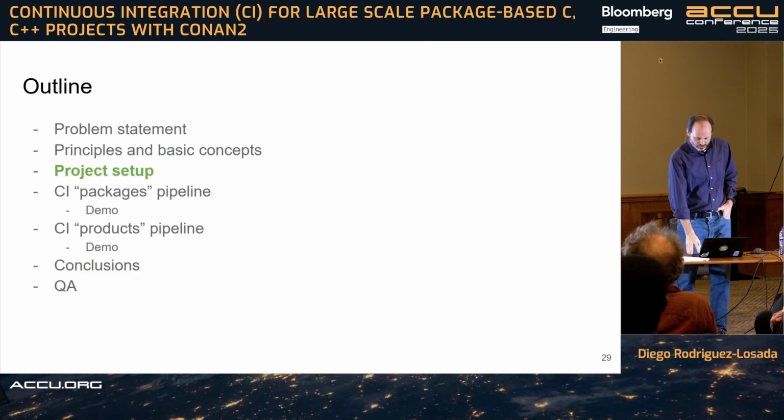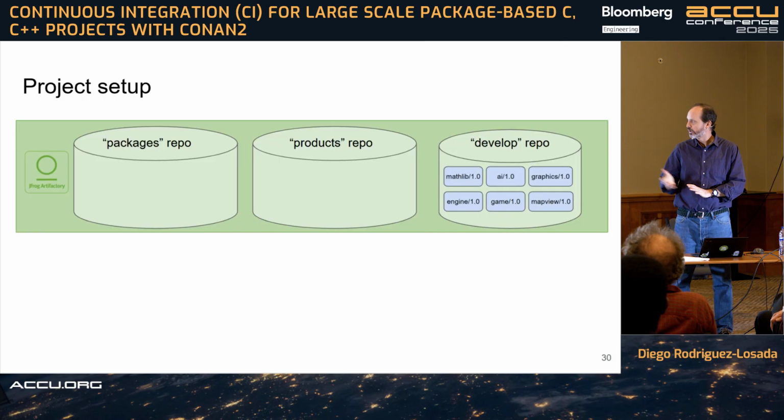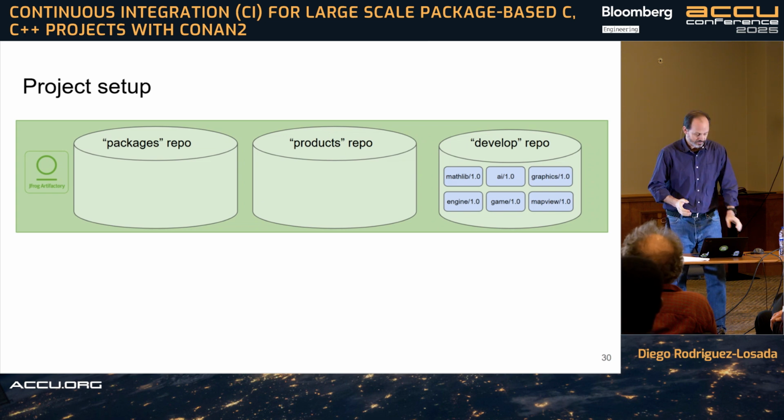Good, let's check the project setup. I'm going now to switch to actual code. This is what I have. I have an Artifactory instance with 3 repos there, right? And in the initial state, 2 of them will be empty. That's my initial state. And then the develop repo will have the packages. So let's have a look.